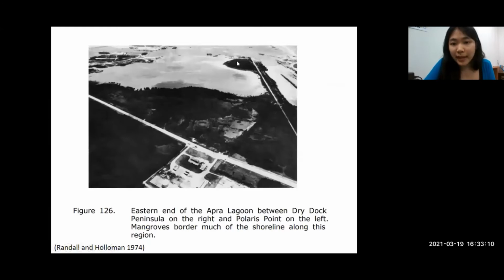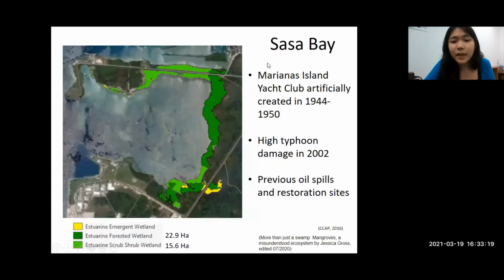So we'll start with Sasa Bay. Here you can see some old aerial imagery. This dark band likely was mangroves. And you can see a similar result. This is data from the Coastal Change Analysis Program by NOAA, CCAP data.